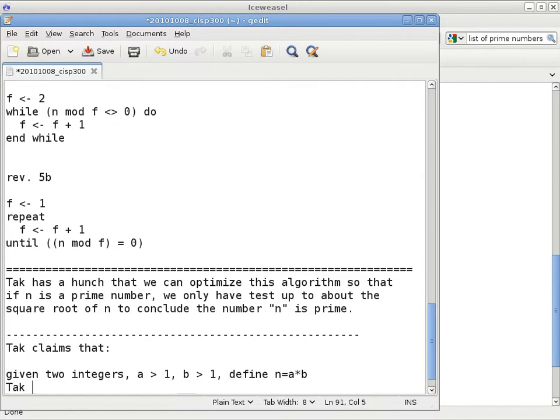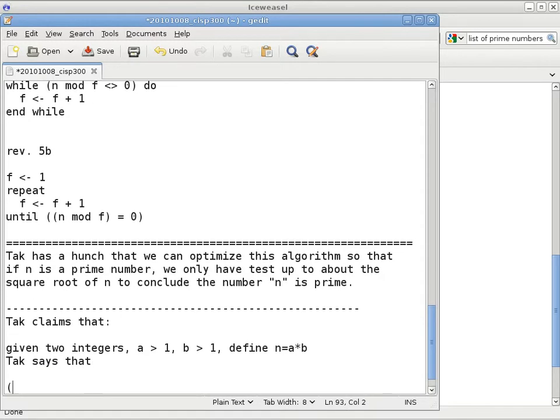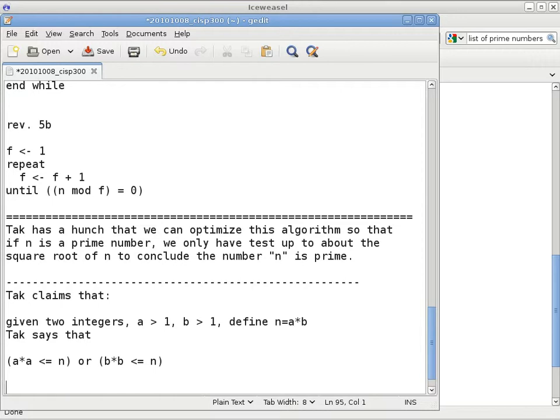Okay, TAG says that a times a has to be less than or equal to n, or b times b has to be less than or equal to n. That's my claim. Okay, anytime you give me an integer that is greater than 1 and another integer that is greater than 1, these two can be the same too, I will say that a times a is less than or equal to n, or b times b is less than or equal to n. That's my claim. Does it seem to make sense to you?